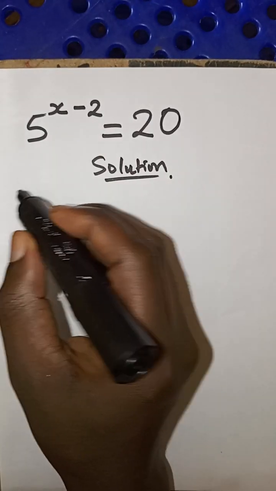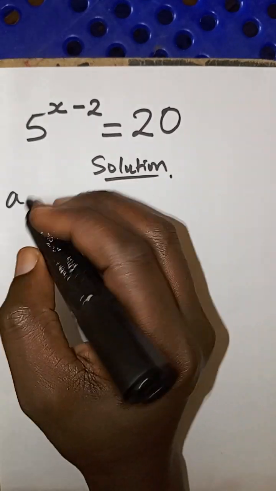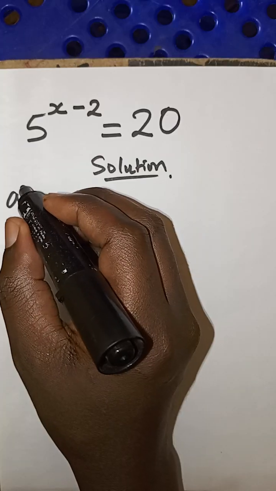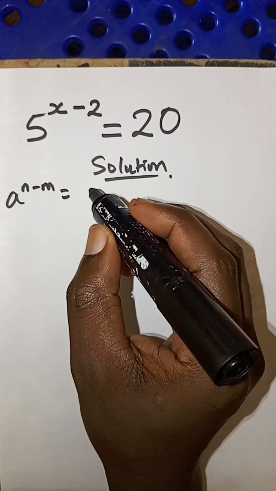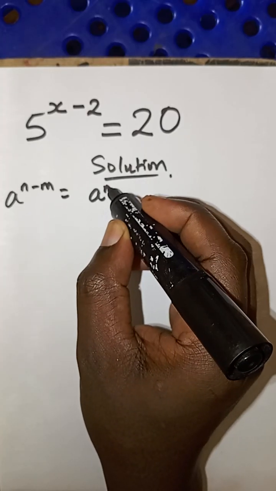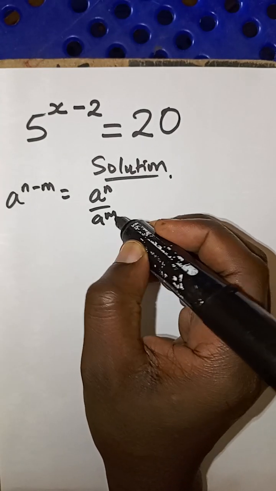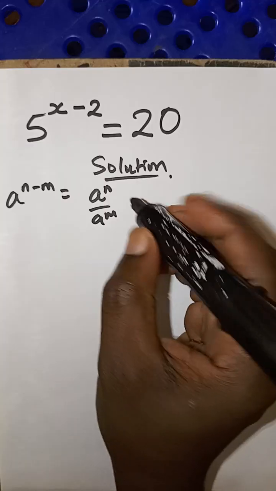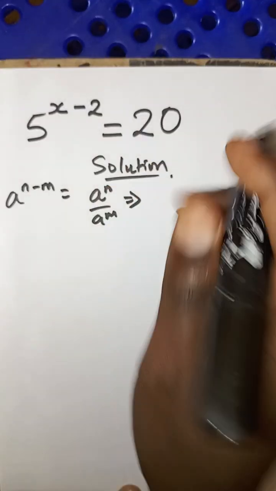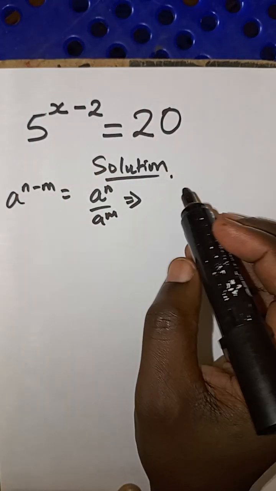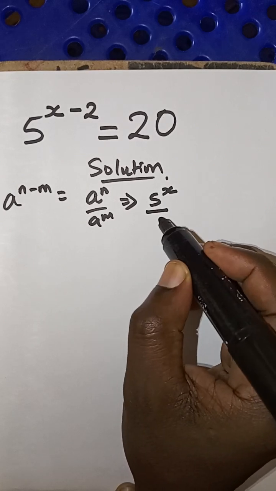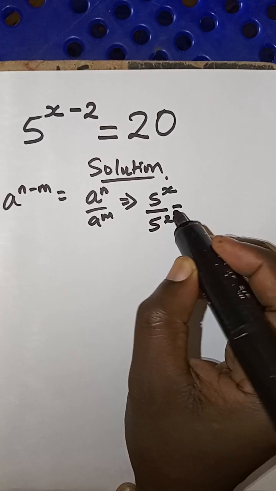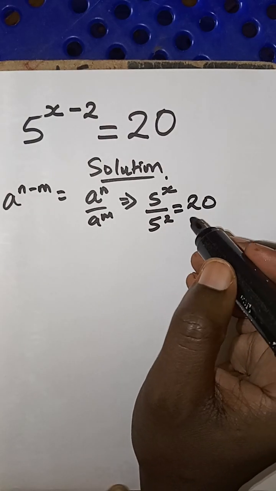So recall that wherever you have an exponent of a raised to power n minus m, this can be simplified or written as a raised to n divided by a raised to m. So applying that law here, this is going to be written as 5 raised to x divided by 5 raised to 2 is equal to 20.